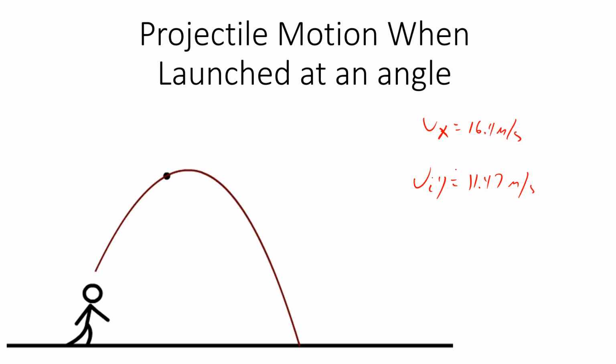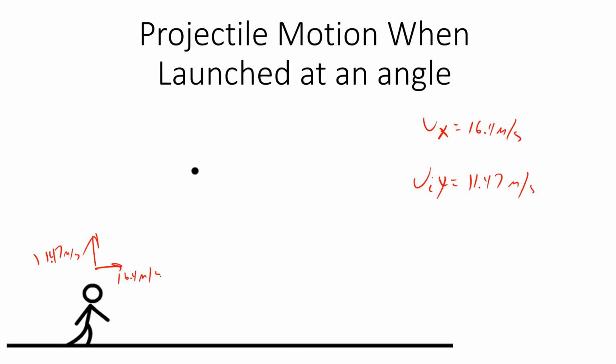So these are going to be given in any sort of equation you have, and I'll give you some practice a little bit later on. So my V_iy is 11.47. What that's saying is this initial component was 11.47 meters per second up, and my initial x is going to be 16.4 meters per second.